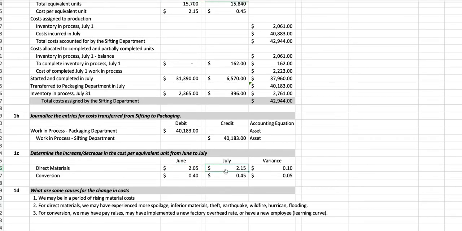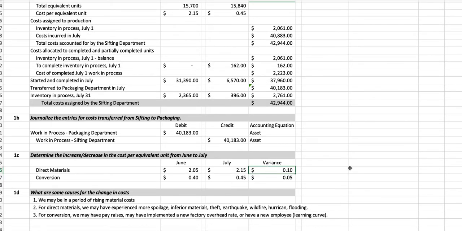I laid in the information from July, and then I just calculated the variance between the two. What this tells us is that our direct materials has increased by 10 cents per equivalent unit, and our conversion costs have increased by 5 cents per equivalent unit.